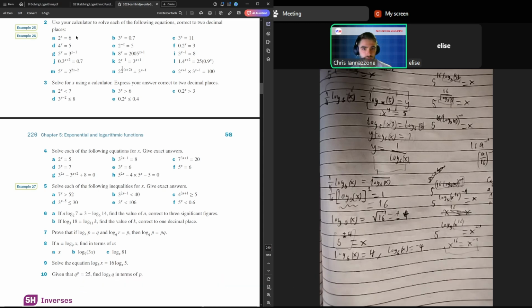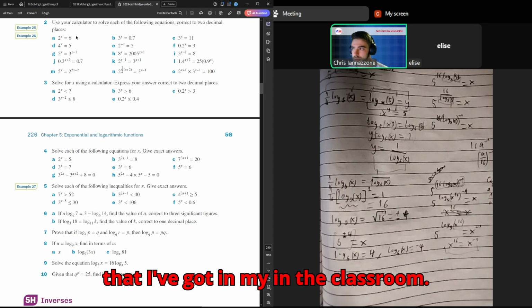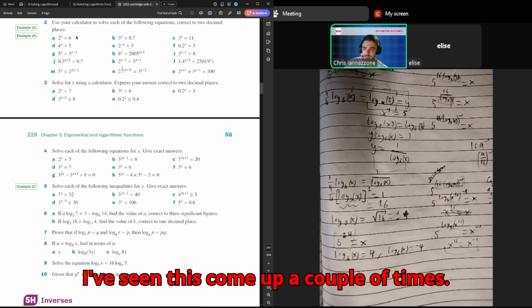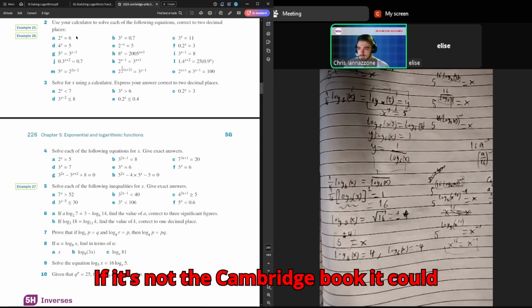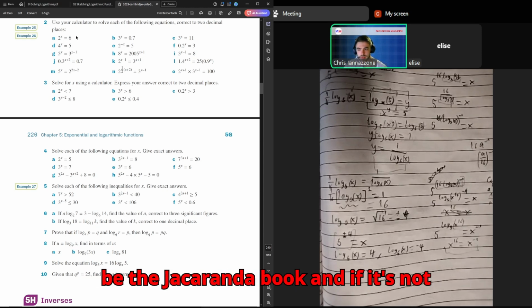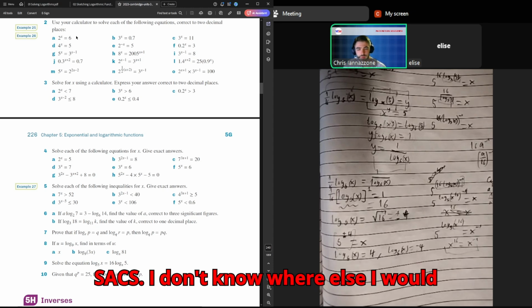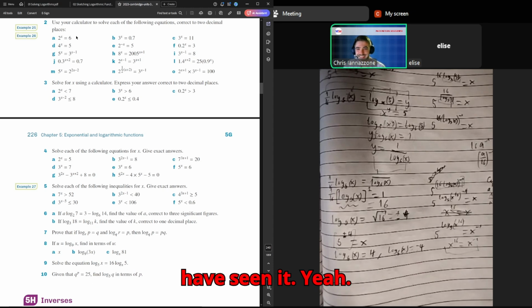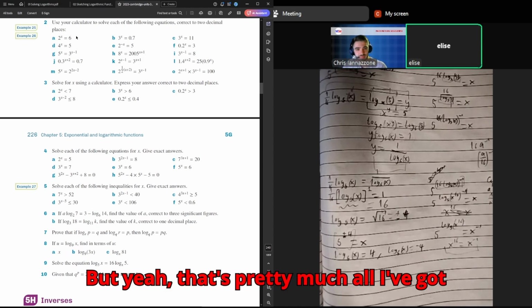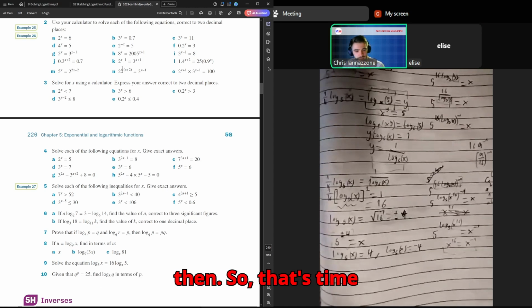So yeah, see if you can have a mess around with the functions and relations practice act that I've got in the classroom? Because I've seen this come up a couple of times. If it's not the Cambridge book, it could be the Jacaranda book, and if it's not that, then surely it's got to be in the Sachs. I don't know where else I would have seen it.